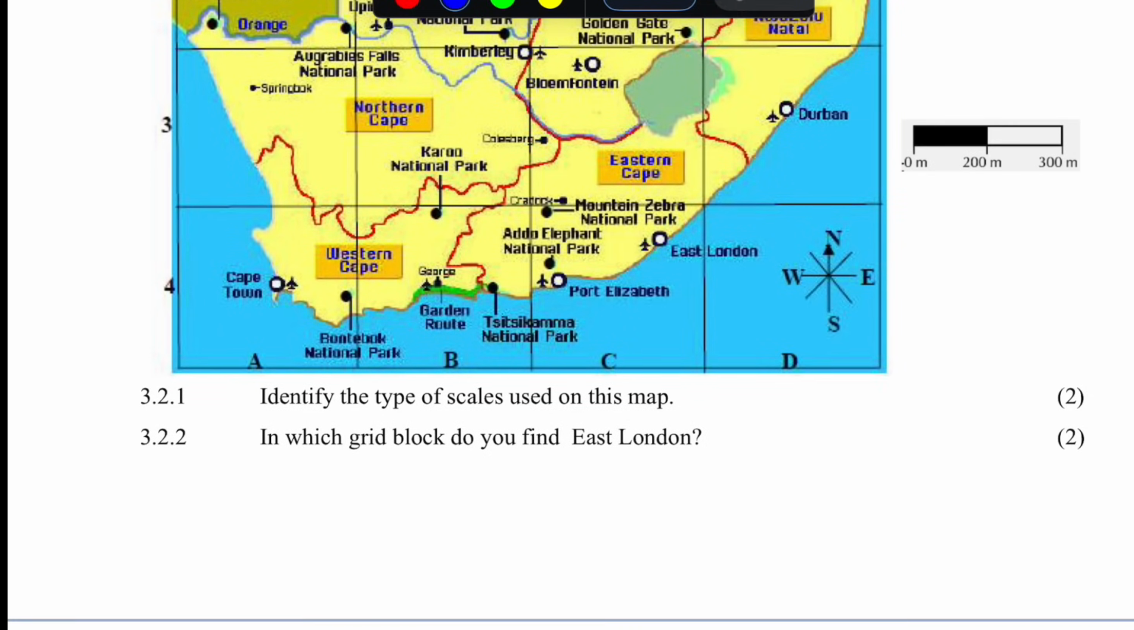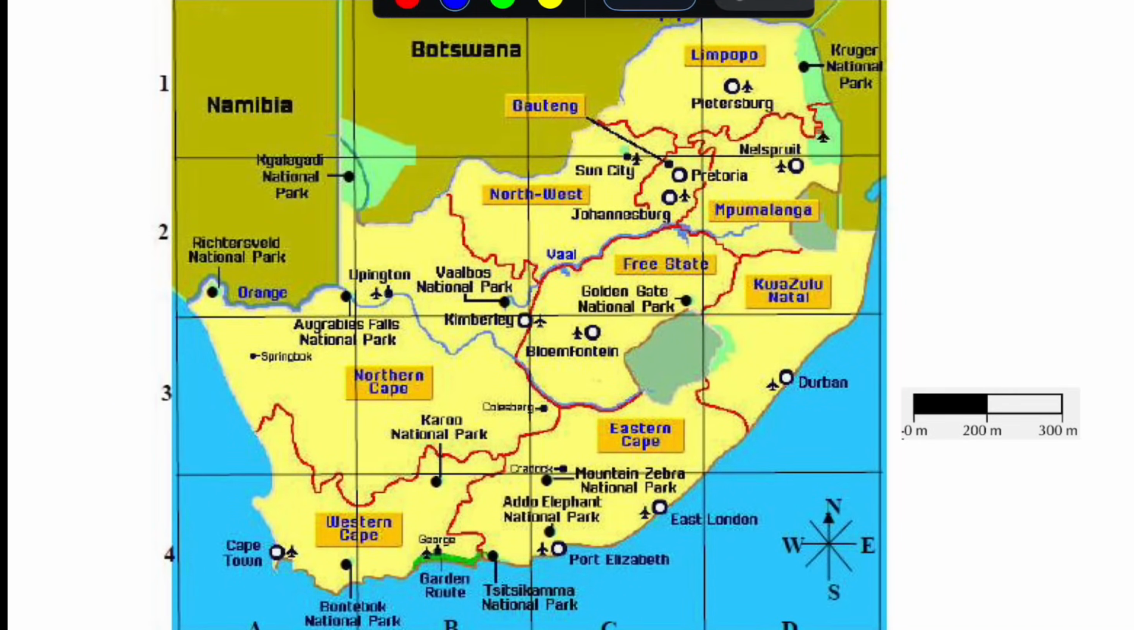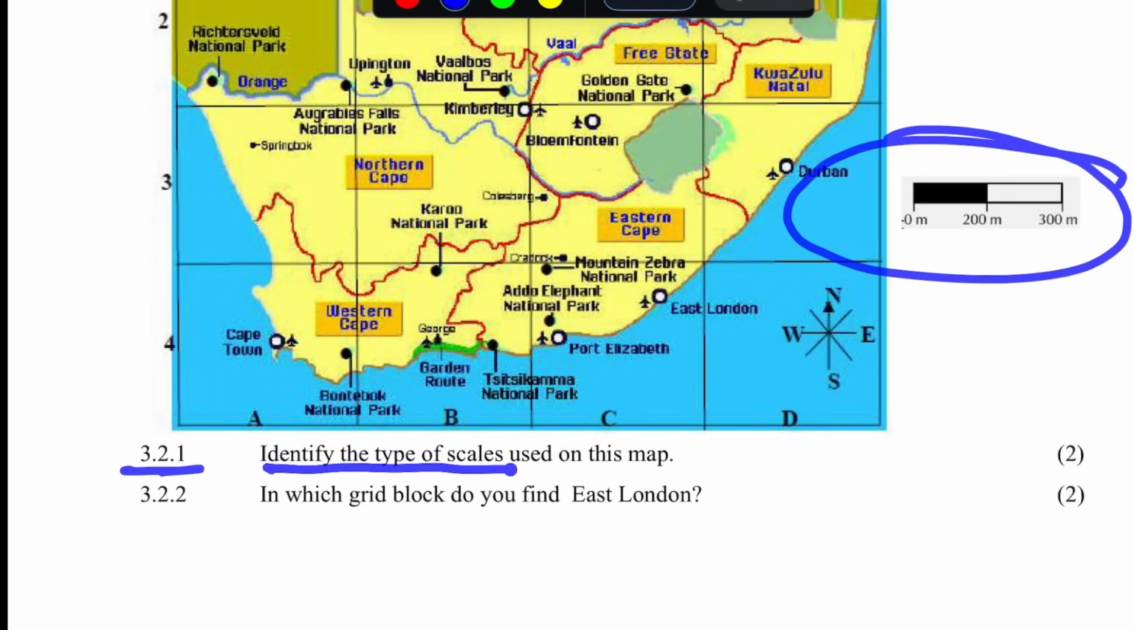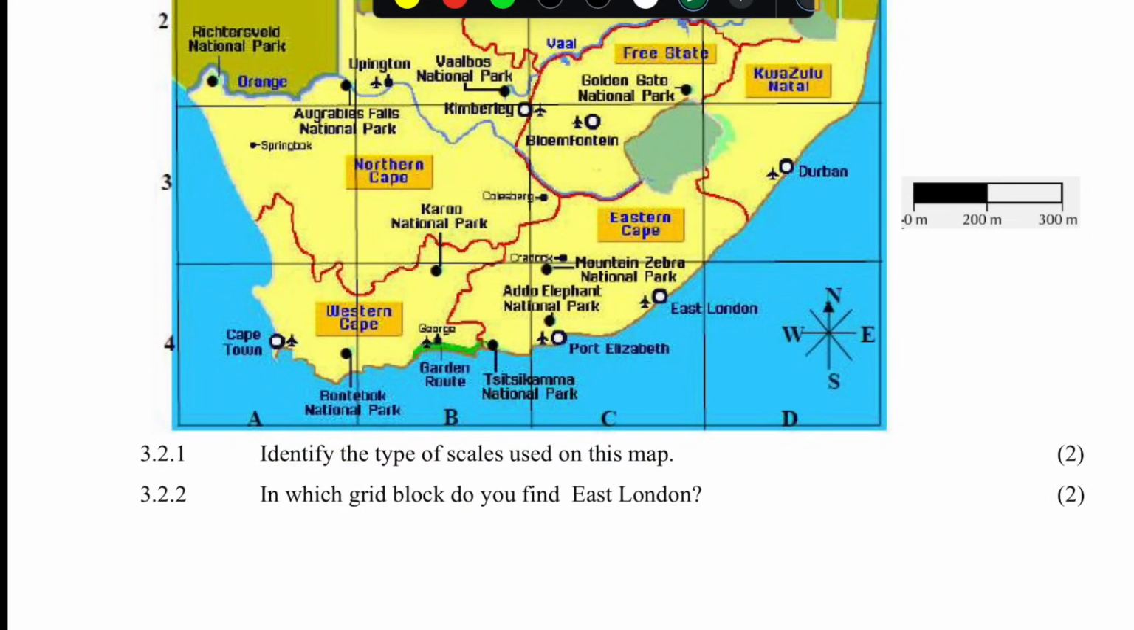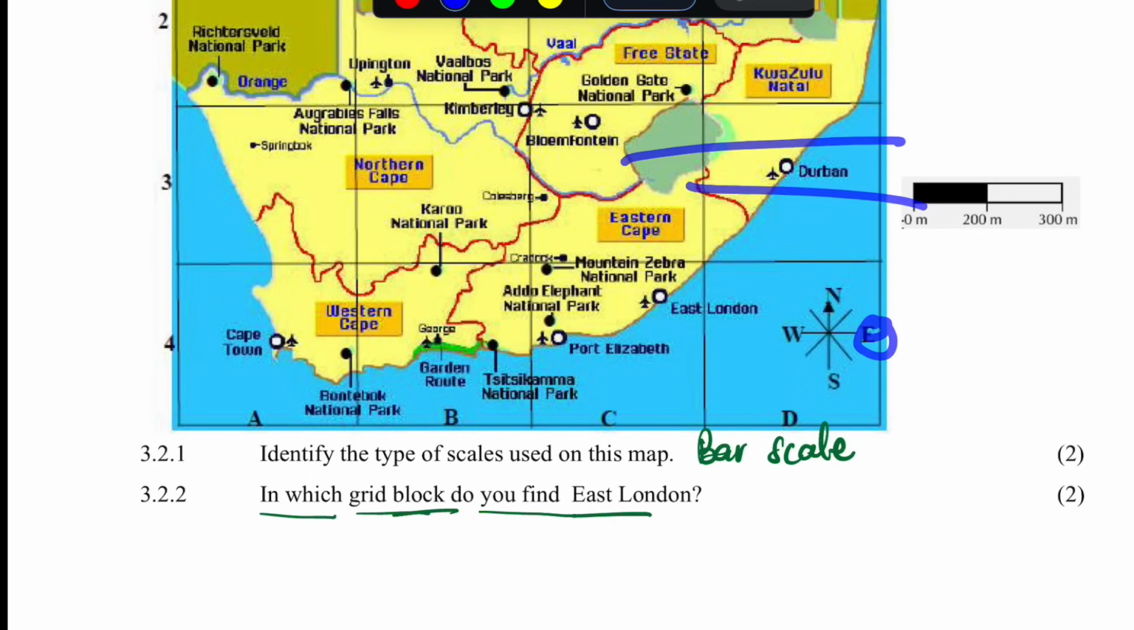Now if you look in this map, guys, we're given the what? The bar scale. Now it says identify the type of scale used in this map. So it's a bar scale. It's a bar scale. In the previous one, it was a ratio scale. Now it says, in which grid block do you find East London? East London, it's on the east, which is in this side. So the East London is here in the Eastern Cape. But here's the East London.